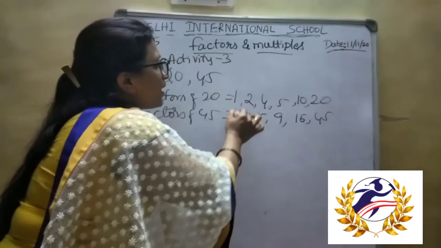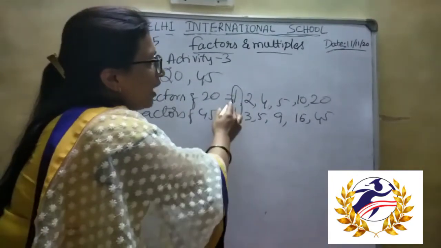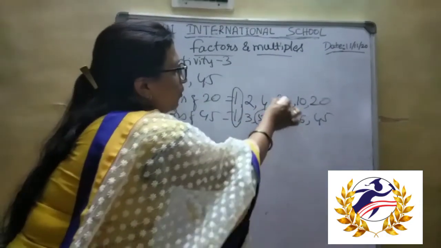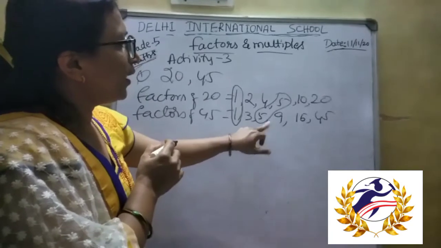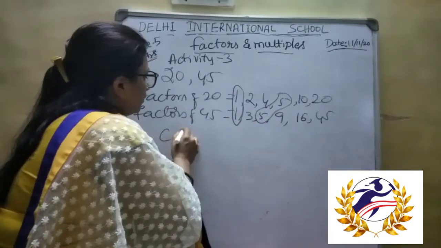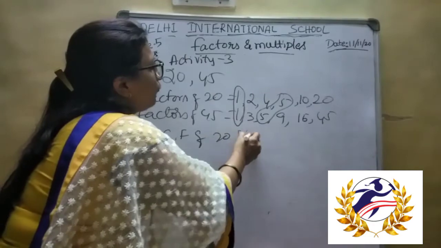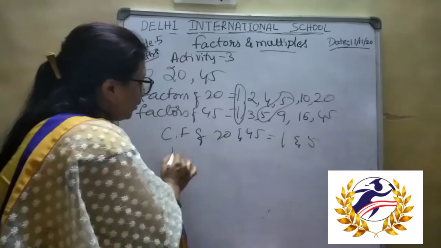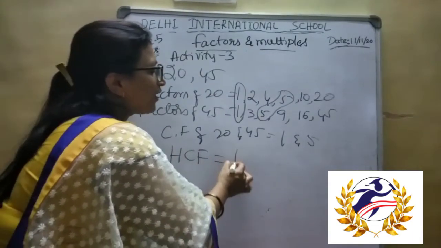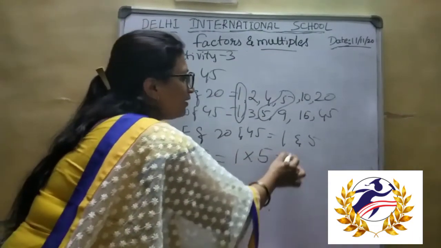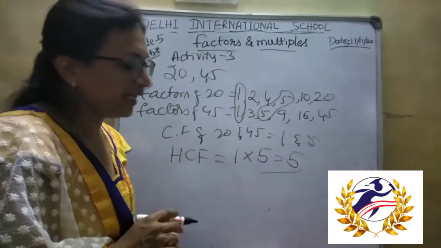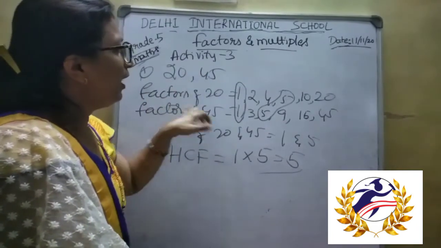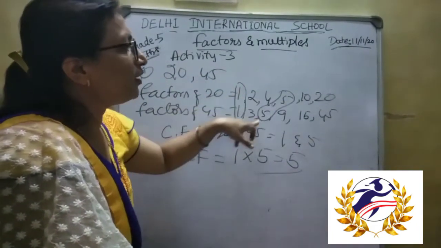So the common factors from these two are 1 and 5, isn't it? So the common factors of 20 and 45 are 1 and 5. When we are going to take the HCF, highest common factor, 5 is the highest common factor. Like this we should do. Okay. First we need to find the factors of each number and then we need to find out the common factor among these.